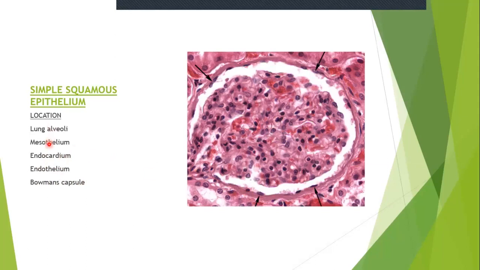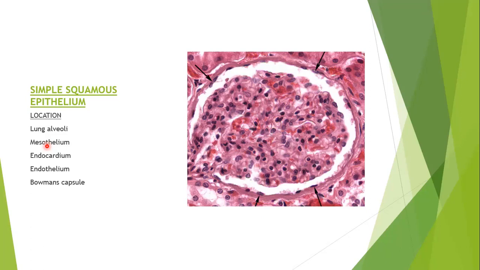Mesothelium refers to the free surface of the peritoneal linings, not of the peritoneum. So it is the free lining of pericardium, pleura, and peritoneum. So those are the body cavities. Pleura is the one in which the lungs are contained, the heart is contained in the pericardium, and the abdominal viscera is contained in the peritoneum. So the free edges of those body cavities are lined by the mesothelium. Lung alveoli, obviously, you know what is lung alveoli.